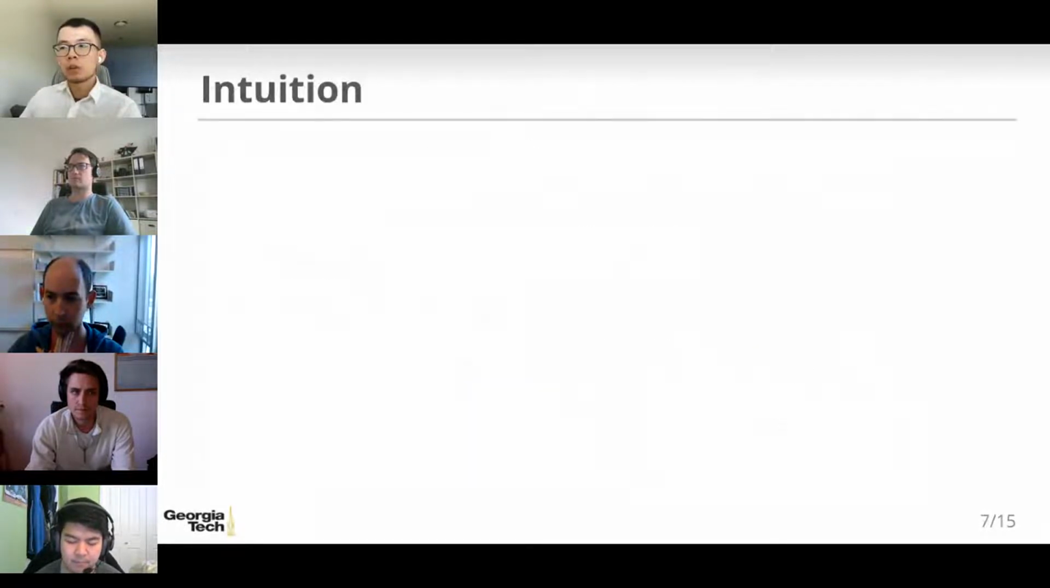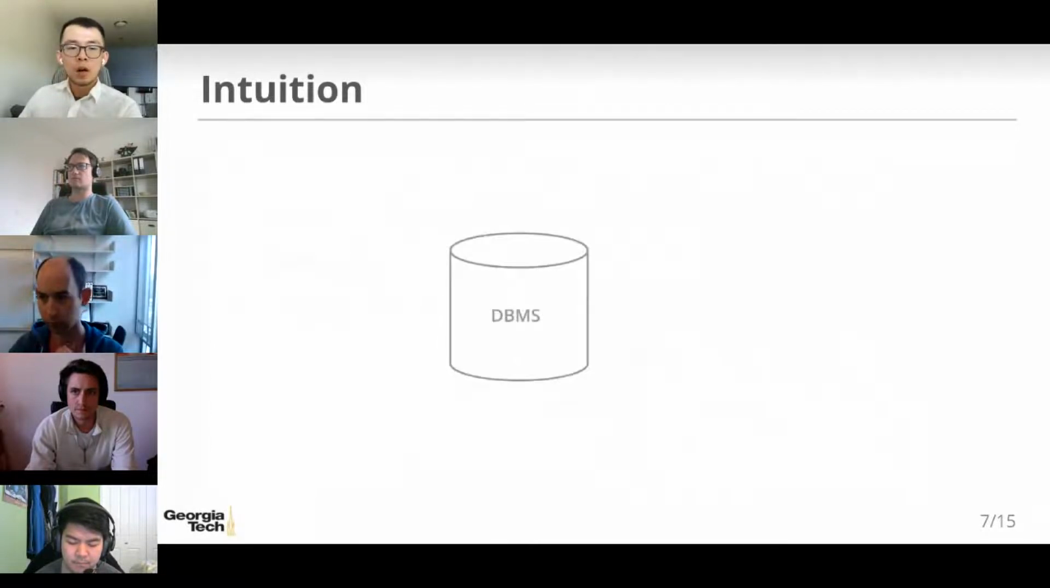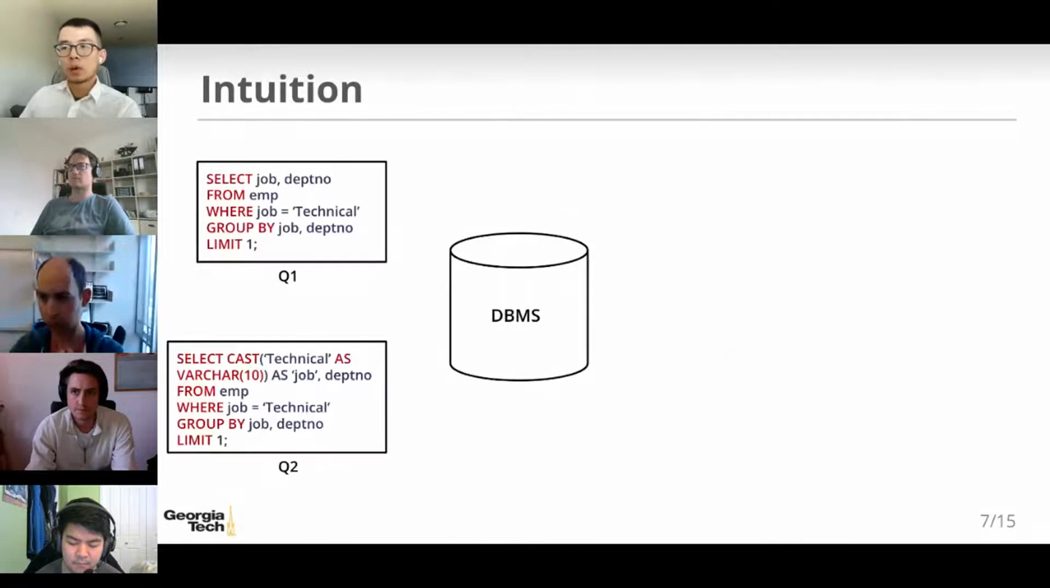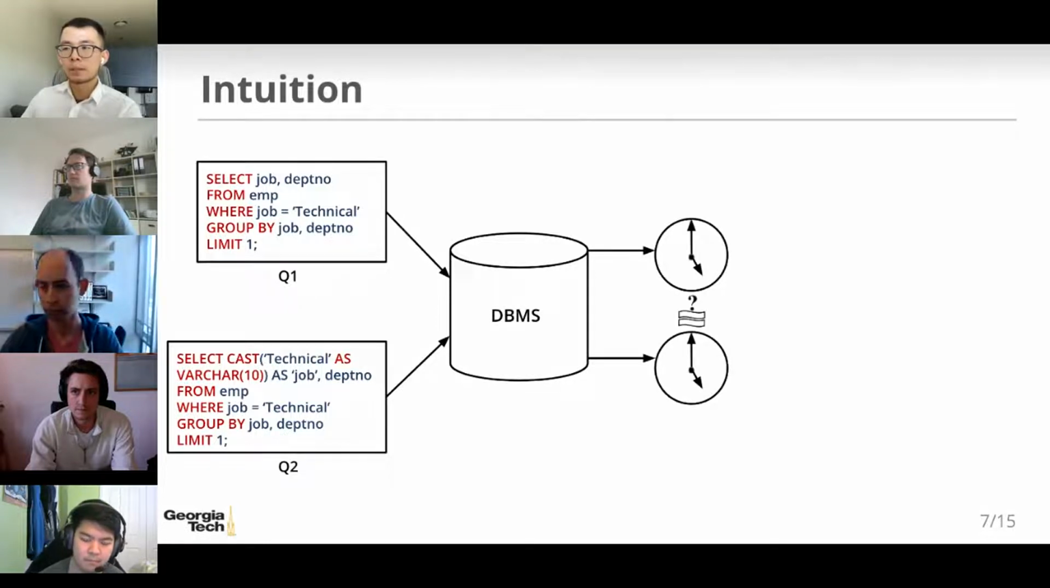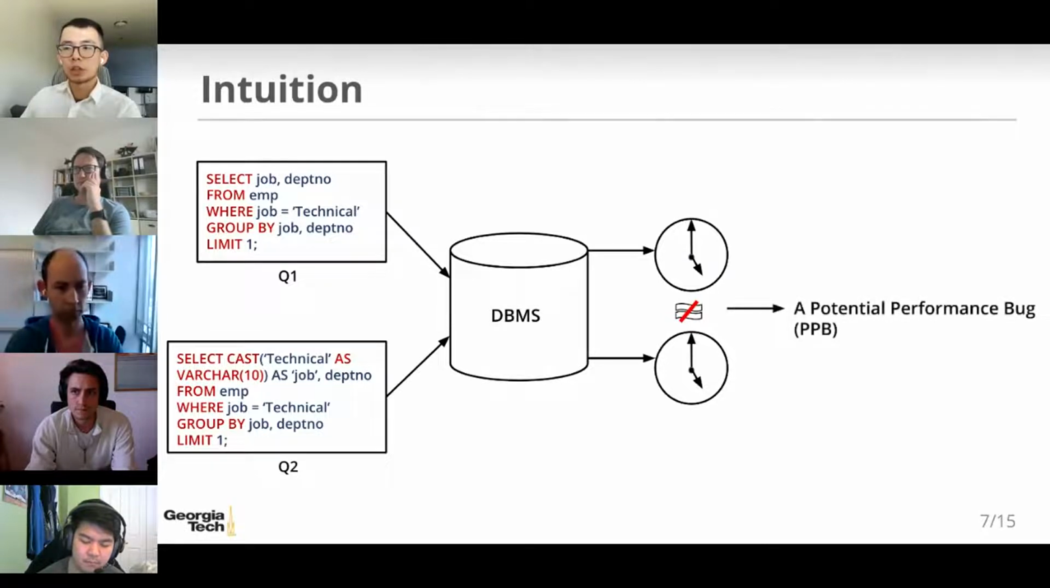To address this challenge, we propose Amoeba, an approach based on differential testing. We construct semantically equivalent query pairs and run each pair on the same DBMS and compare their execution time. If the time difference is significant, that indicates a potential performance bug.